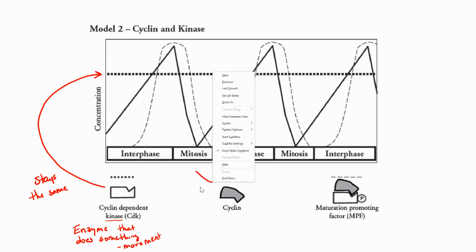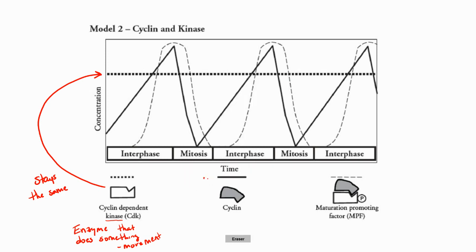We see that here are solid lines. So cyclin goes up and down. So we would say it cycles. Now, if you look at the third picture, what do you notice about the third picture when you compare it to the first one and the second one? It's together. So if I take cyclin-dependent kinase plus cyclin, I get maturation-promoting factor.